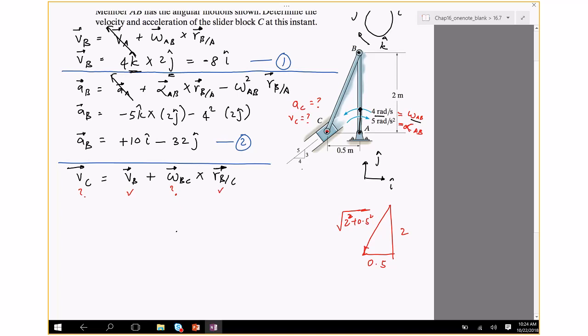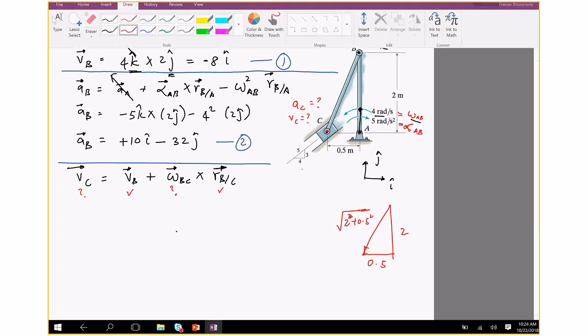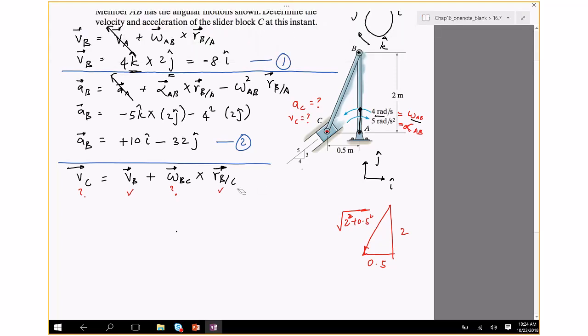Sorry, I think I made a mistake here. This is incorrect. It should be C slash B, not the other way around. Why? Because that's the formula. When you have an A, the A should always be second. Similarly, when you have a B here, that B should be here. The formula is always like that. So that's the vector from B to C.